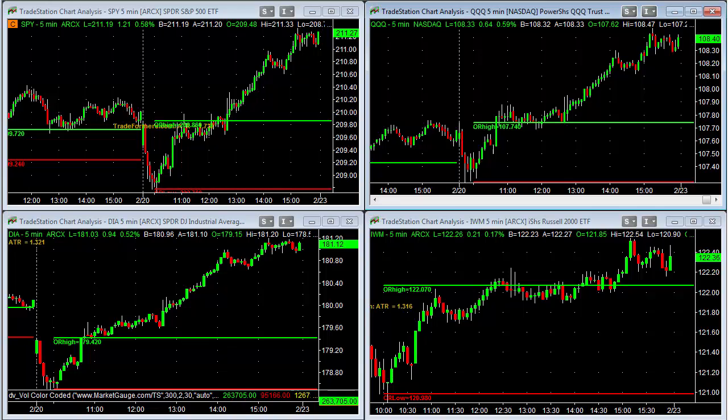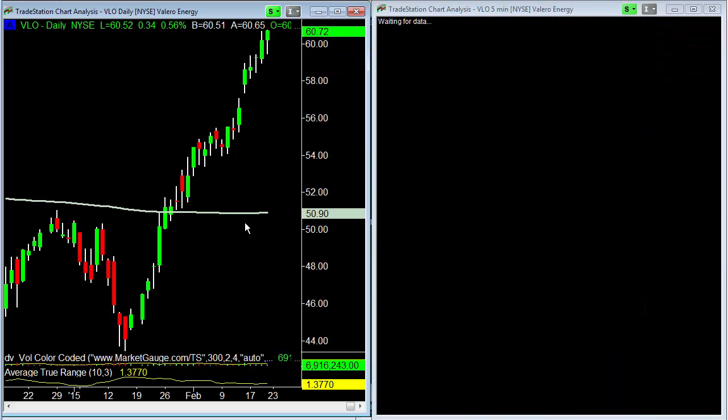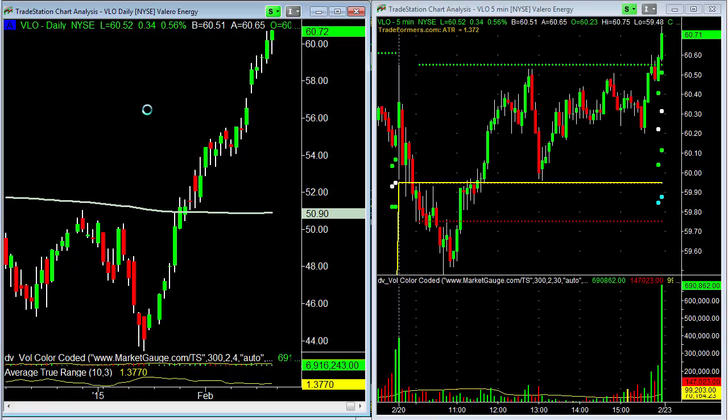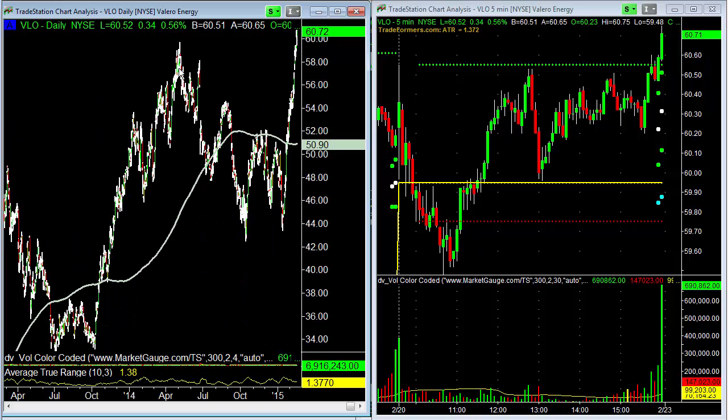Now, it also happened in individual stocks. So I also took the same concept in VLO today. Now, I did VLO primarily because VLO is really strong, and the energy was looking pretty weak, and I had VLO kind of picked out going into the day because it's been so strong, unbelievably strong, really.